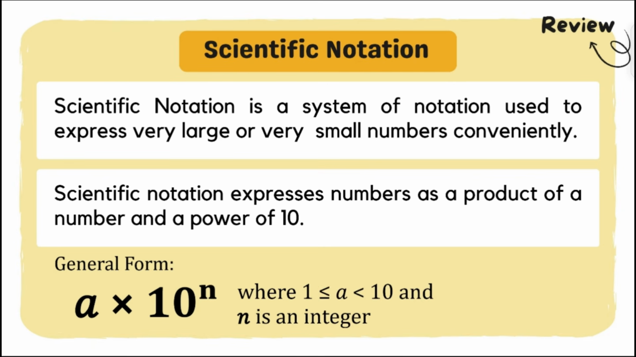Okay, this is the definition of scientific notation. Remember, scientific notation is a system of notation used to express very large or very small numbers conveniently. We express the number as a product of a number and the power of 10. So ang form po natin is a times 10 raised to n. And then our n, or the exponent, should be an integer only.